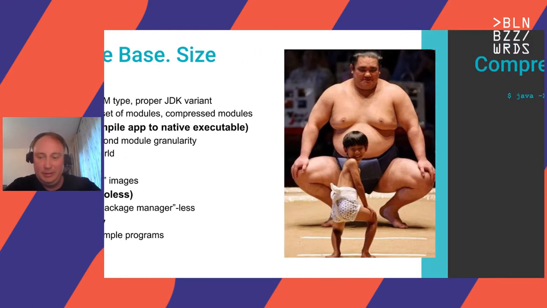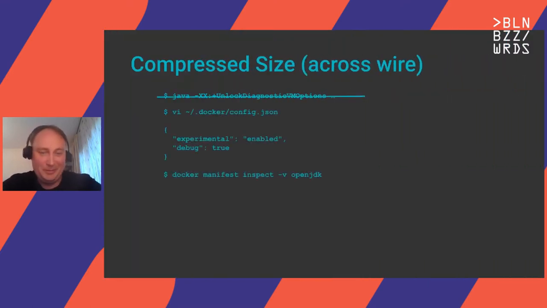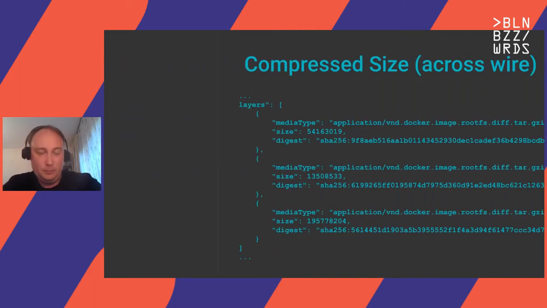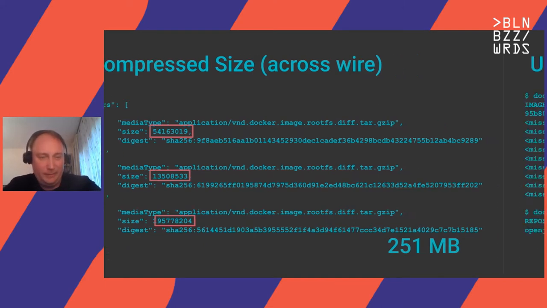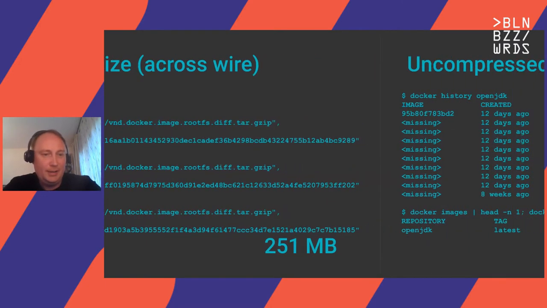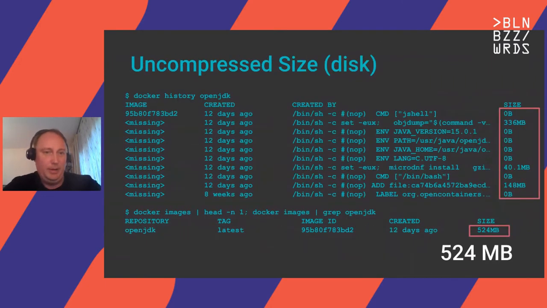For example, well, I'm a Java person, remember. We can inspect some image called OpenJDK. Well, we can look deep into the layers of that image and see that it takes over 250 megabytes over the wire. And if it's uncompressed on disk, it takes more than half a gigabyte.